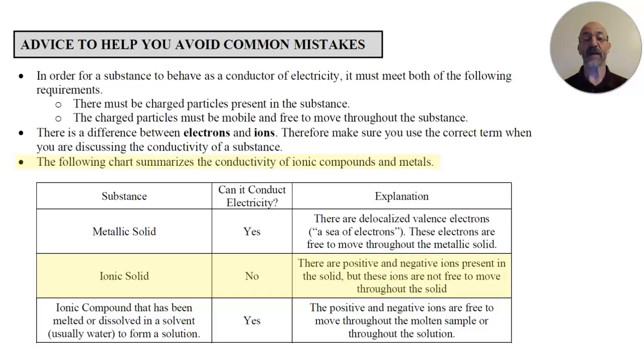Now, we didn't see any examples in this lesson about taking an ionic compound and melting it or dissolving it in a solvent, but if you were to do that, if you were to take an ionic compound and either melt it or dissolve it in a solvent, usually water, to form a solution, then yes, that would conduct electricity, because now the positive and negative ions, either in the molten sample or throughout the aqueous solution, would be free to move. So a molten ionic compound or a solution of an ionic compound does conduct electricity.